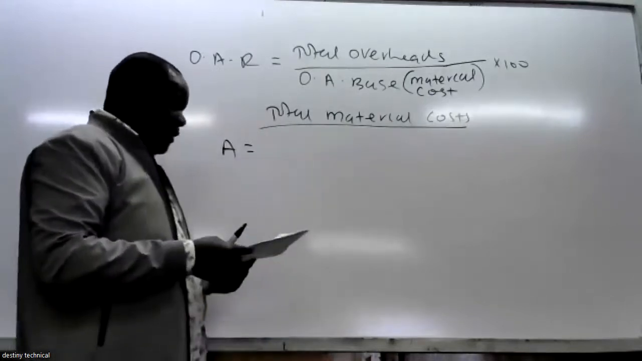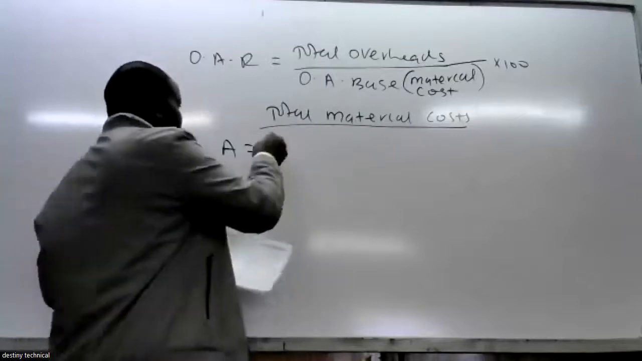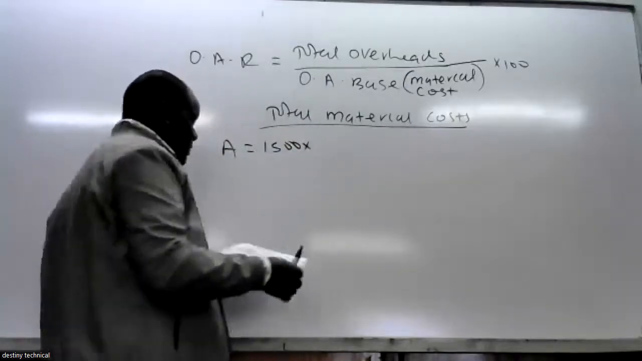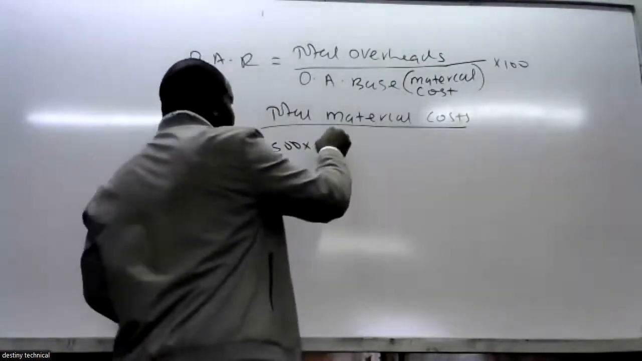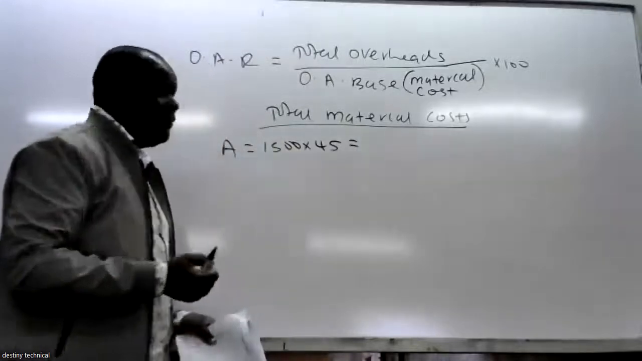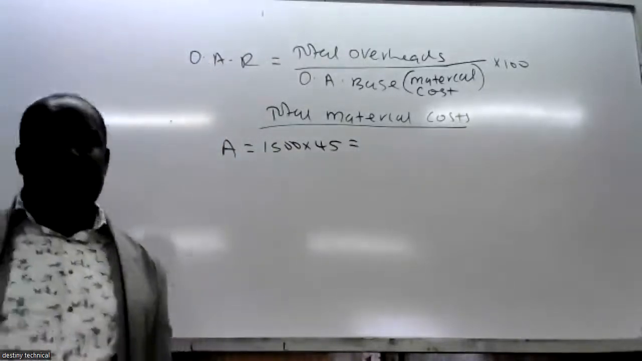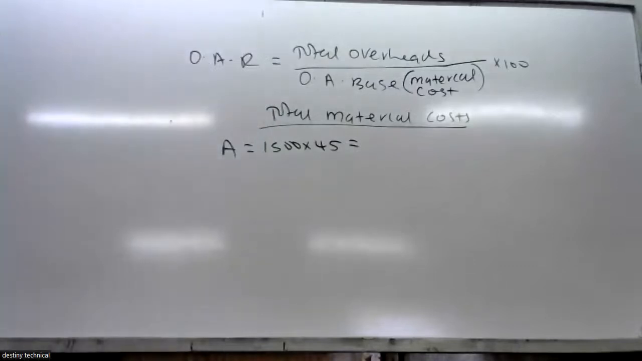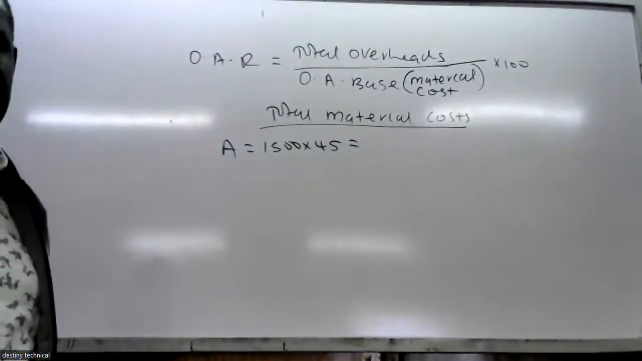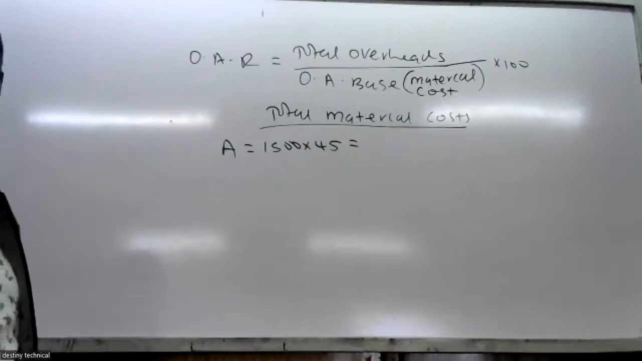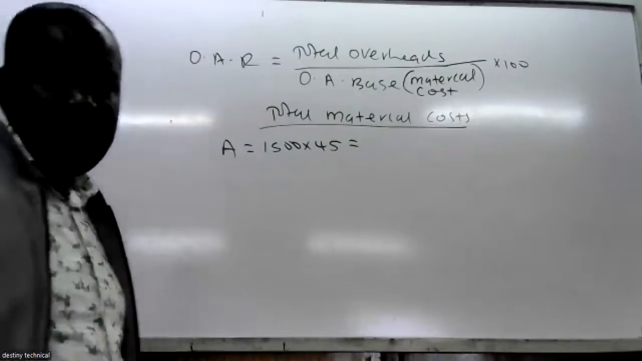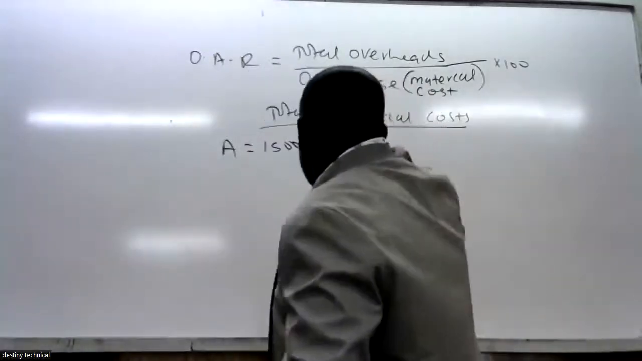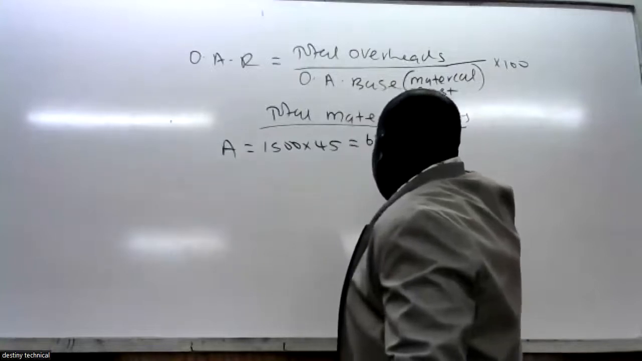For product A, volume in units is 1,500, multiplied by material cost per unit, which is 45. When you multiply 1,500 by 45, we come up with 67,500.